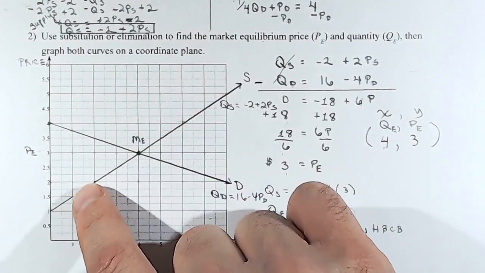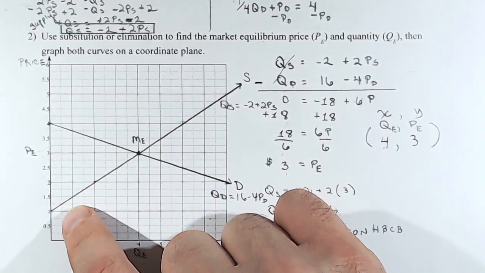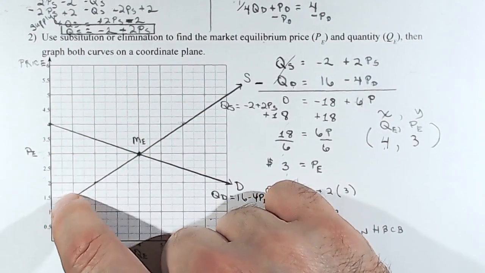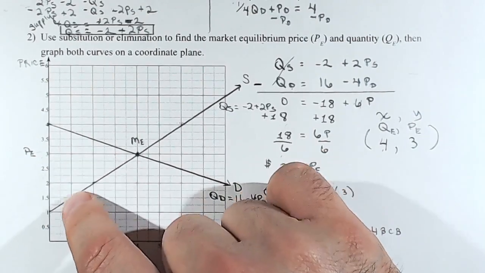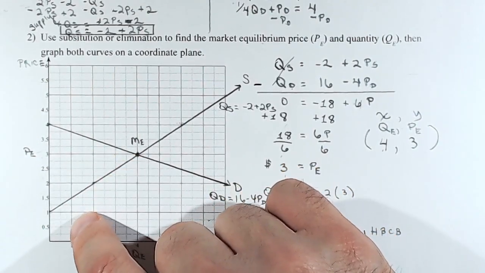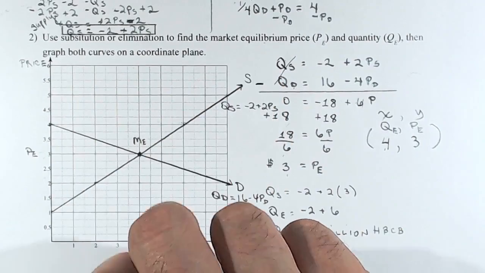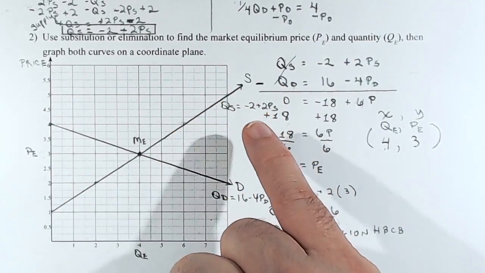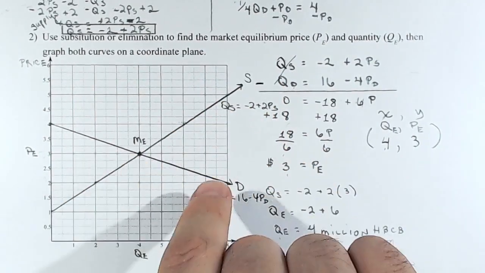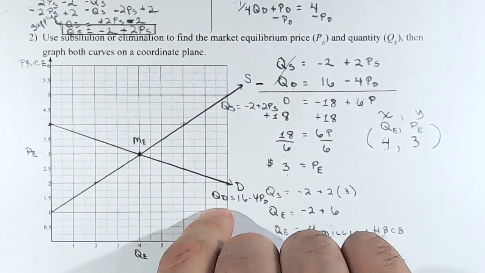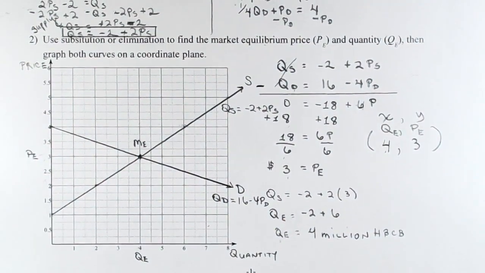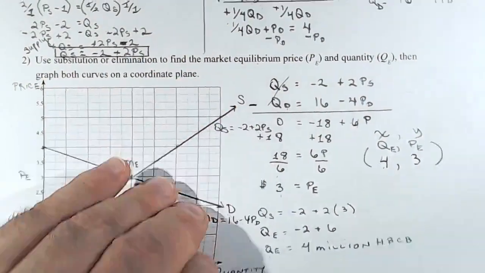In exactly the opposite way, when price goes up, quantity supplied goes up. When price goes down, quantity supplied goes down. So those are directly proportional between price and quantity supplied, and they are inversely proportional between price and quantity demanded. That's why those curves look like that.